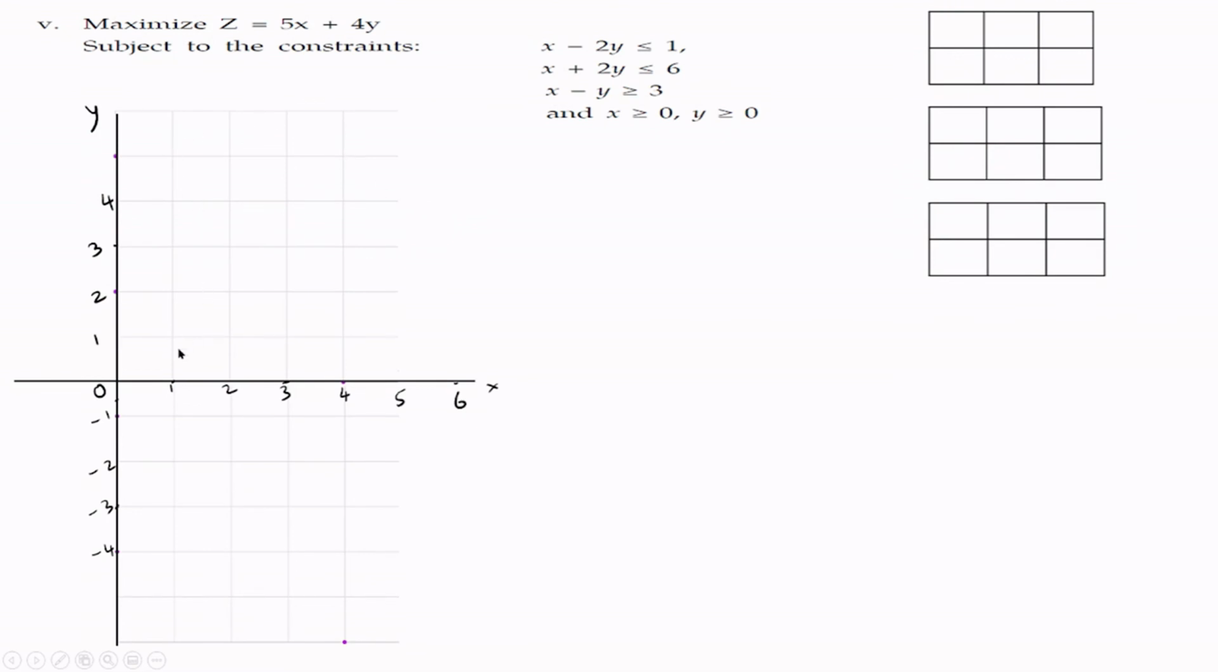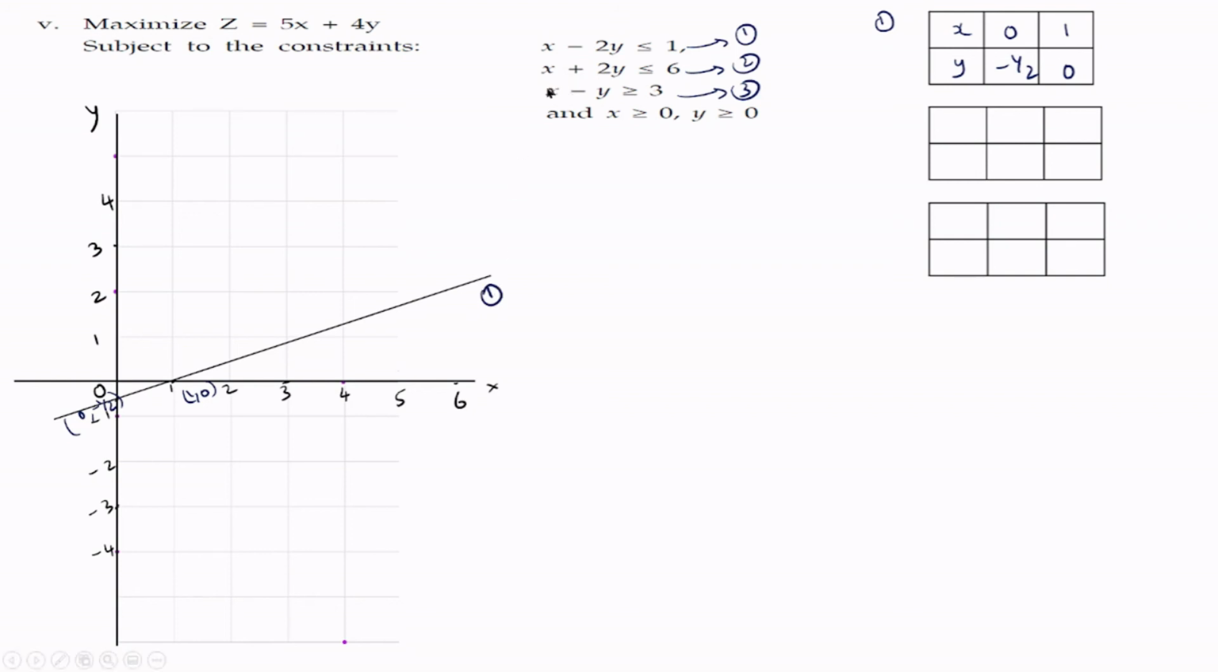So on a graph sheet, draw the axis and choose an appropriate scale. Now let us mark these as 1, 2 and 3. For the first one, let us draw the first line. When x is 0, y is minus half. When y is 0, x is 1. So this is (0, minus half) and this point is (1, 0). So let us draw a line segment joining these 2 points. So this is the first line.